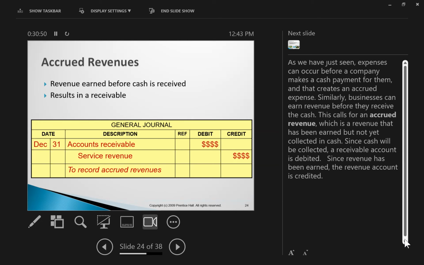So in this particular case, we have done our part, but we have not yet been paid. So cash will be collected later and a receivable account is going to be debited. Since revenue has been earned, the revenue account is credited. So what's going to happen is this: accounts receivable will be debited and service revenue will be credited. And that's going to adjust any accrued revenue that we might have.